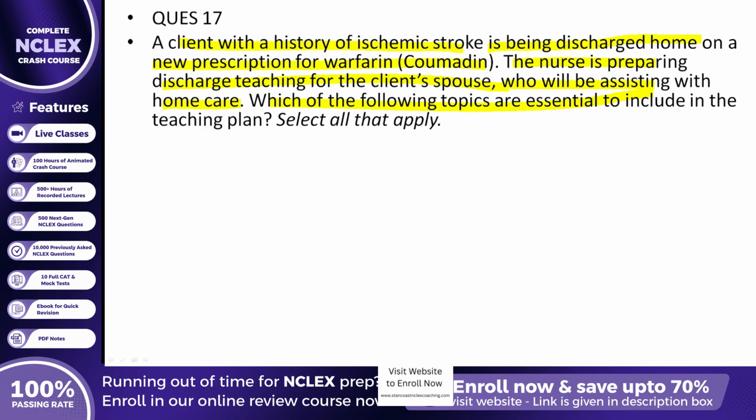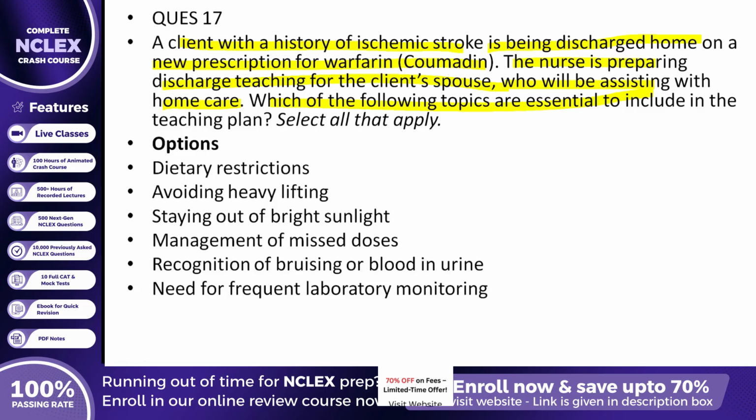The options are dietary restrictions, avoiding heavy lifting, staying out of bright sunlight, management of missed doses, recognition of bruising or blood in urine, and need for frequent laboratory monitoring. The correct answers are options 1, 4, 5, and 6. Let us break this down together.